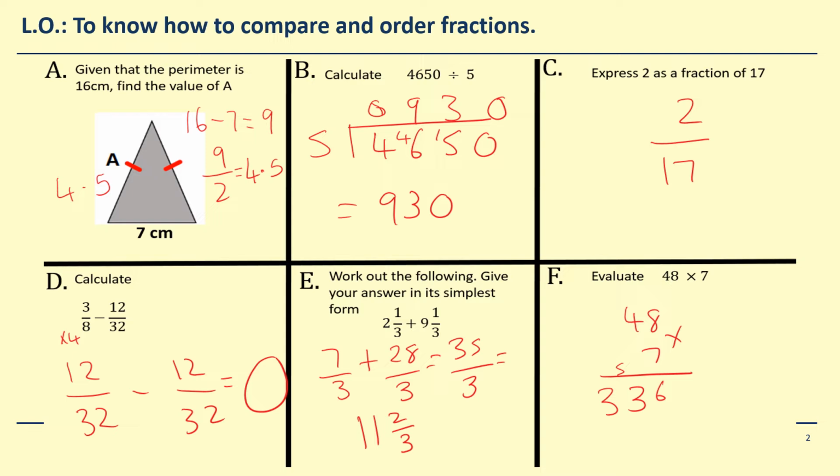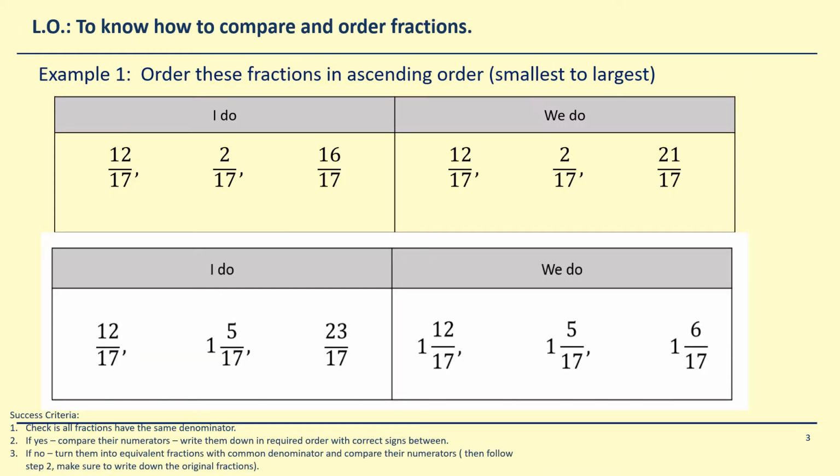Can you write yourself a mark, your score out of 6? If you've done all 6 correctly, well done. And now we are moving on to our main learning objective, which is to know how to compare and order fractions. Example 1. Order these fractions in ascending order. Do you remember we did it sometime at the beginning of the year? Ascending, up. So this is from the smallest to largest.